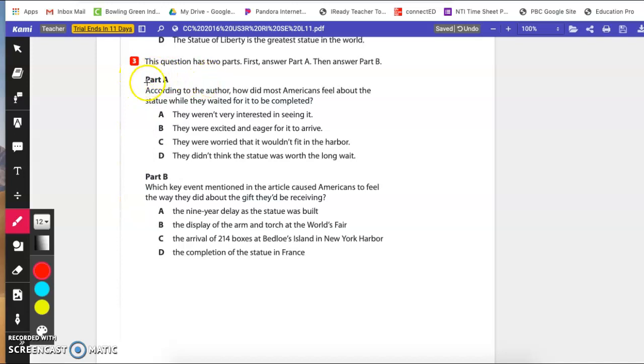Number 3, part A. According to the author, how did Americans feel about the statue while they waited for it to be complete? So not how did the author feel, but how did the Americans feel about the statue? Part B, which key event mentioned in the article caused Americans to feel the way they did about the gift they had received? So you need to choose which one of these shows how Americans feel, or why Americans felt the way they did about the Statue of Liberty.